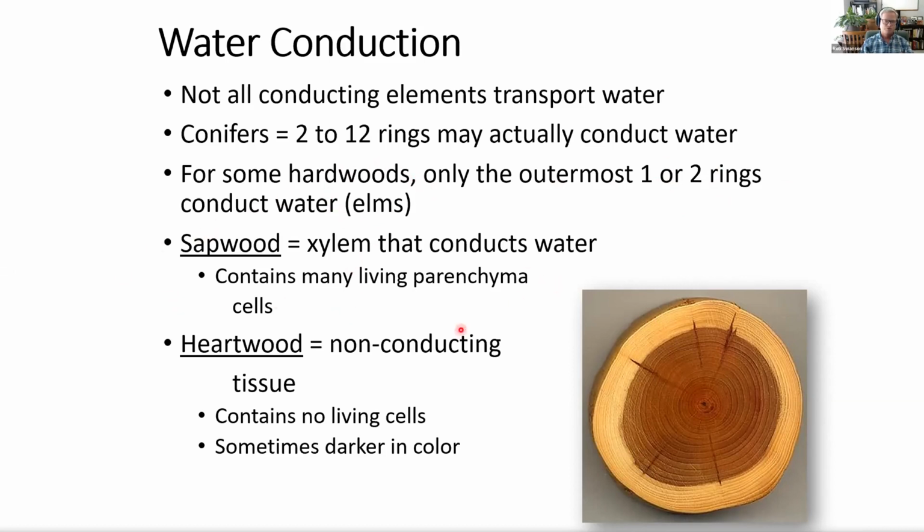Sapwood that conducts water contains many living parenchyma cells. Heartwood, non-conducting tissue, contains no living cells and can sometimes be darker. So this dark color that you see doesn't always have to exist for it to be heartwood. It's just commonly thought of.